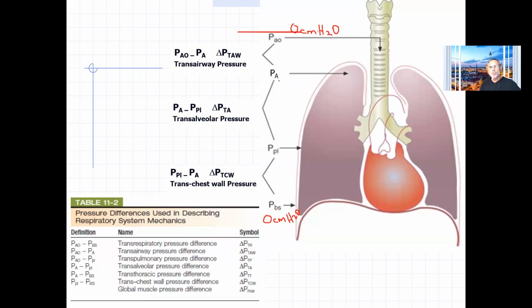Okay, so we can at least define airway opening pressure and body surface pressure really as the same, 0 centimeters of water. And again, if we were talking about barometric pressure, that would be equal to 760 millimeters of mercury. However, our baseline in respiratory pressures are at 0 centimeters of water.